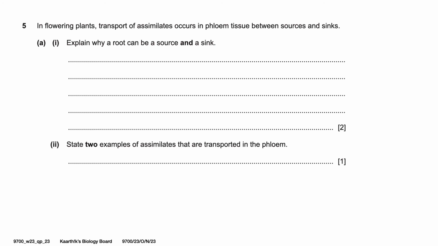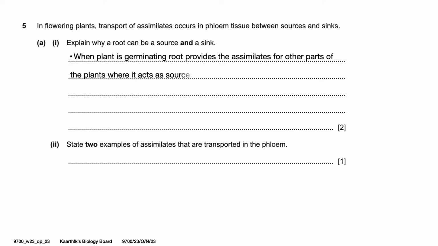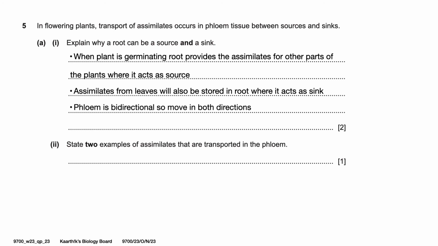In flowering plants, transport of assimilates occurs in phloem tissue between sources and sinks. Explain why a root can be a source and a sink. So here they are asking us to explain why the root can act as both source and sink. When a plant is germinating, the root provides assimilates for other parts of the plant, where the root acts as a source, and at the same time assimilates from the leaf will also be stored in the root, where the root acts as a sink. Phloem is also bidirectional, so it can move in both directions.